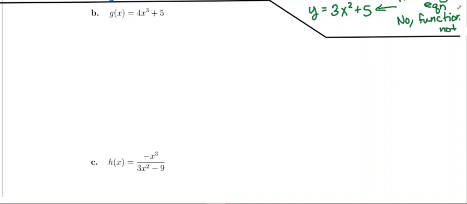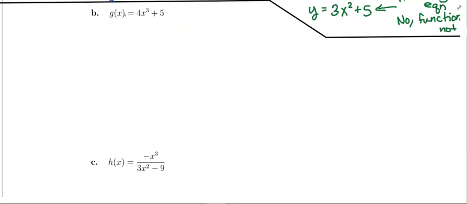In example 7b, the function we will be working with is g of x is equal to 4 times x cubed plus 5. We need to algebraically test this function to see if it is even, odd, or neither. Before we begin, we are going to break down this function.